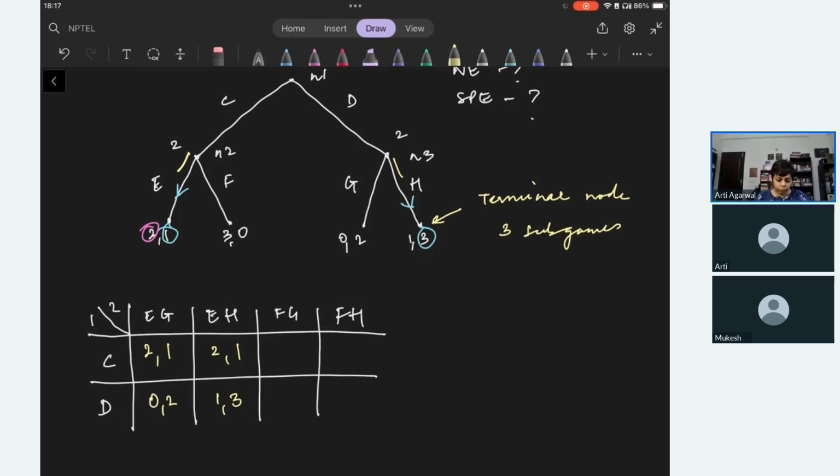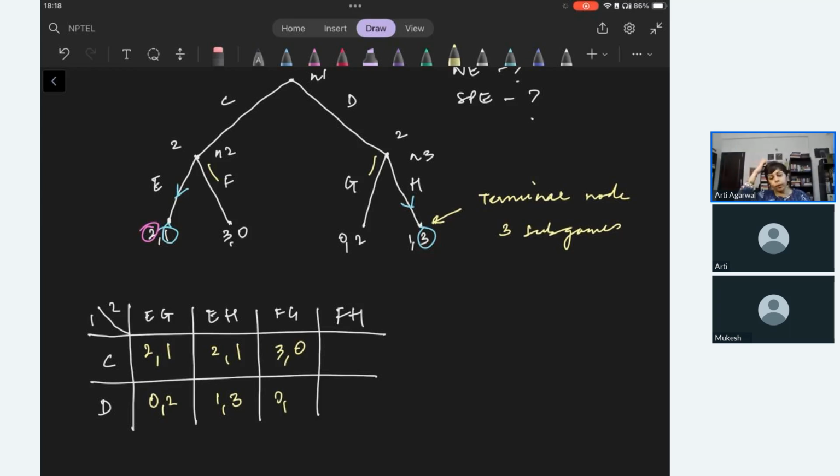Okay, now let's erase this. 1 is playing C and 2 is playing FG. 1 playing C means F is getting activated, so it's 3, 0. And 1 is playing D, so G is the strategy we're talking about for player 2. So this is 0, 2.